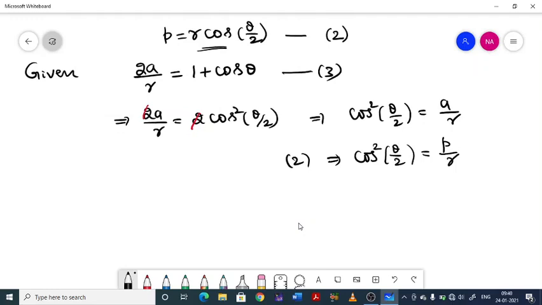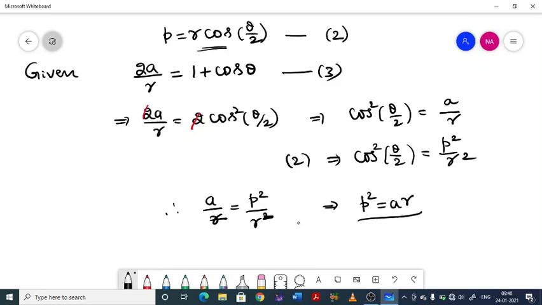So cos square of theta by 2 is p square by r square; we had to square on both sides. Now look into this again: cos square of theta by 2 equal to a by r on one side, and on the other side cos square of theta by 2 equal to p square by r square. So equating those two, we get a by r equal to p square by r square. So one r cancels, and you will be getting p square equal to ar. Yes, this is the required answer, p square equal to ar.